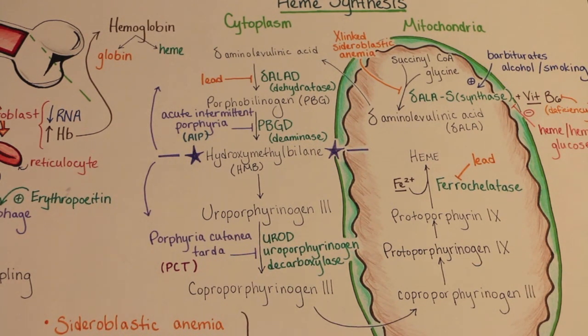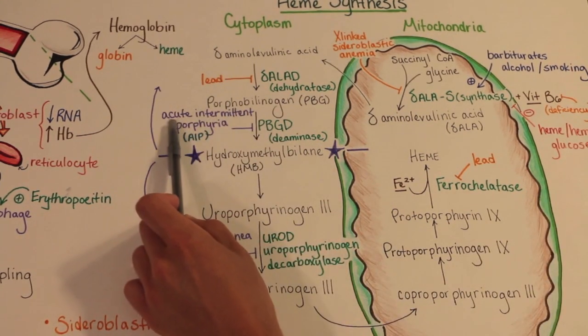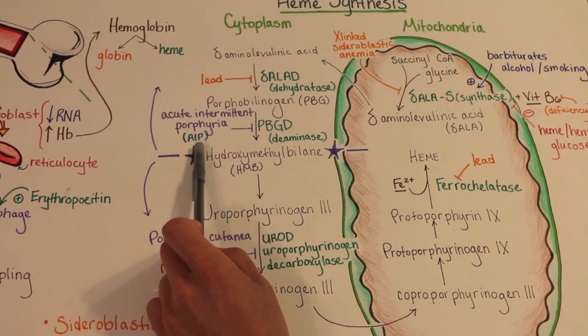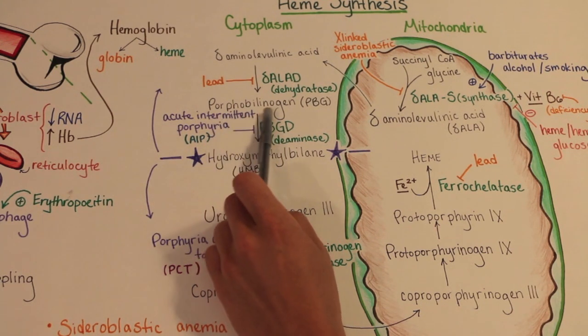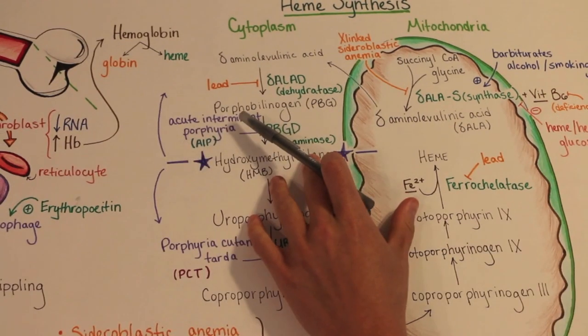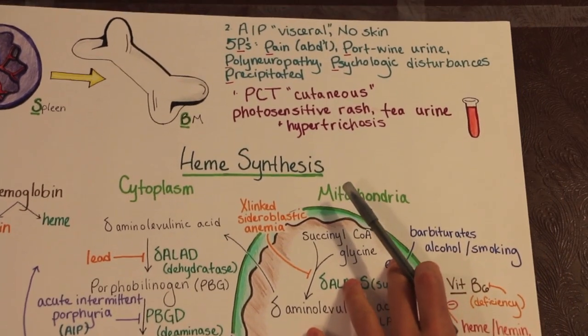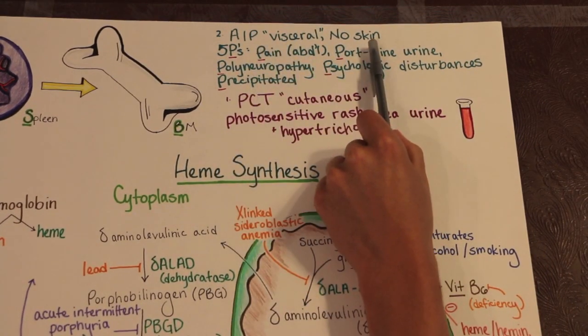So talking about the steps before hydroxymethylbilane, we have acute intermittent porphyria. This is the second most common type of porphyria. Acute intermittent porphyria is a loss of porphobilinogen deaminase. This will cause a buildup of porphobilinogen and also coporphobilinogen, which is a porphobilinogen metabolite that I don't have drawn out. And those will be spilled out into the urine. Patients with acute intermittent porphyria will have no skin findings nor a photosensitive rash.